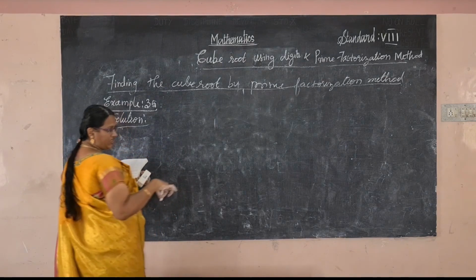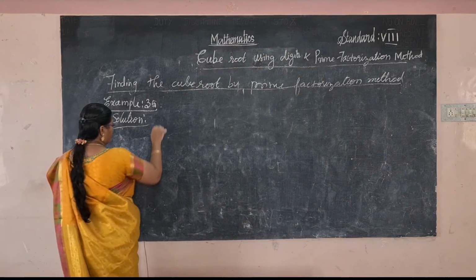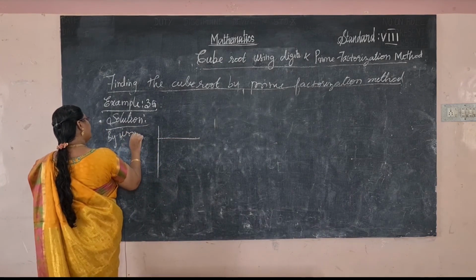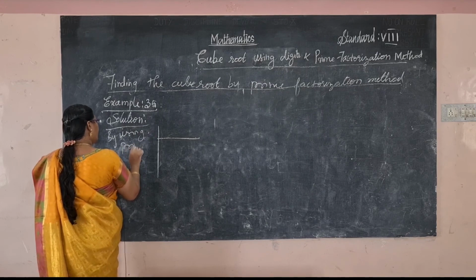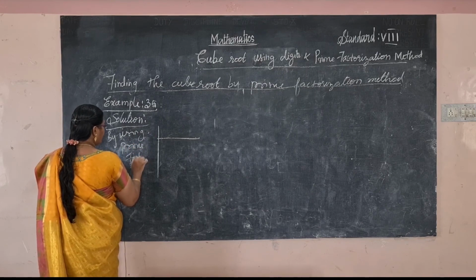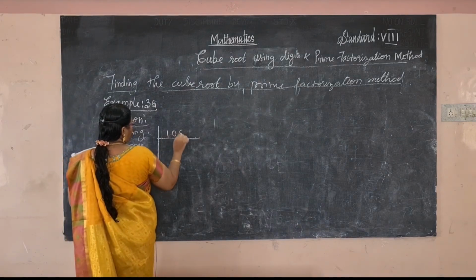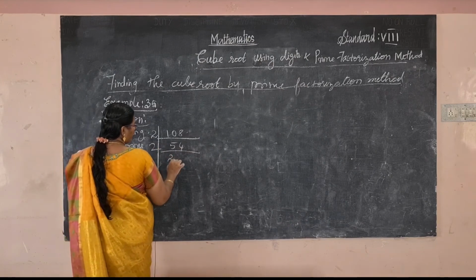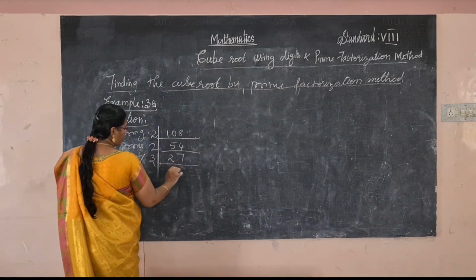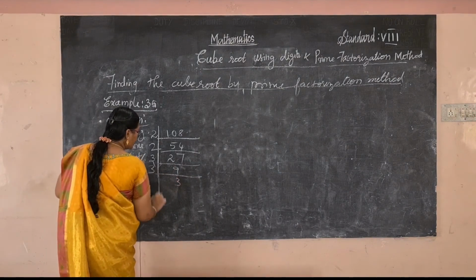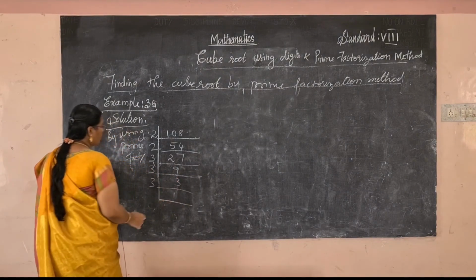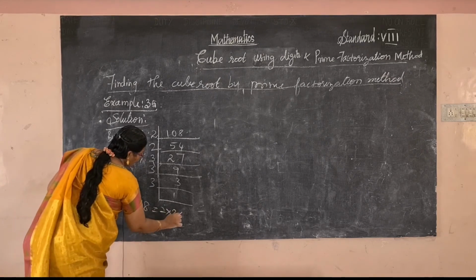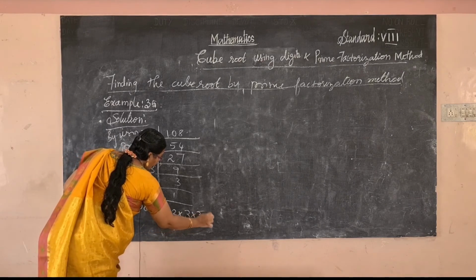First, find the prime factorization of 108 by using the prime factorization method. What is that value? 108. So 2 table, 2 twos are 4, 2 fifty-fours are 108, 3 times, 3 times, 1. So what are the factors? 108 is equal to 2 into 2 into 3 into 3 into 3.